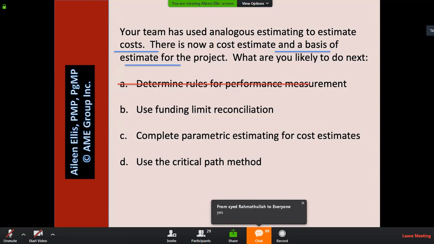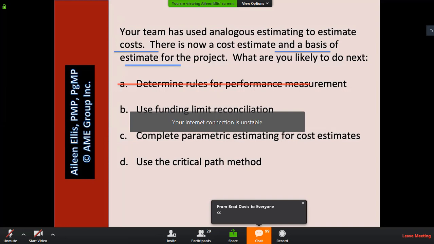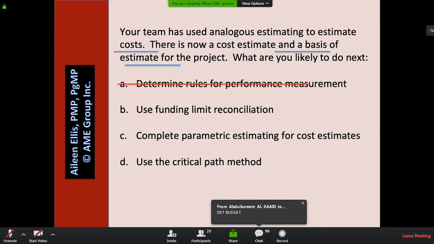Let's go to B, use funding limits reconciliation. In what process does answer B occur? So not what process group. Not control costs. B occurs in determine budget. So would you agree B occurs after the question? So B is probably the right answer.